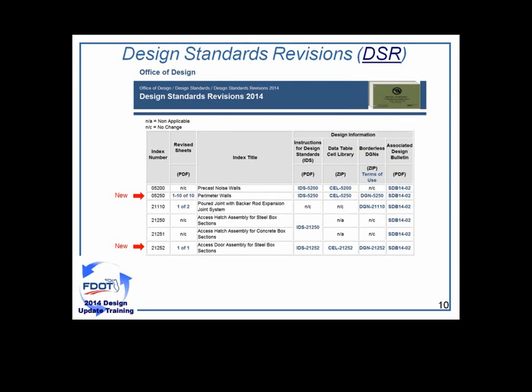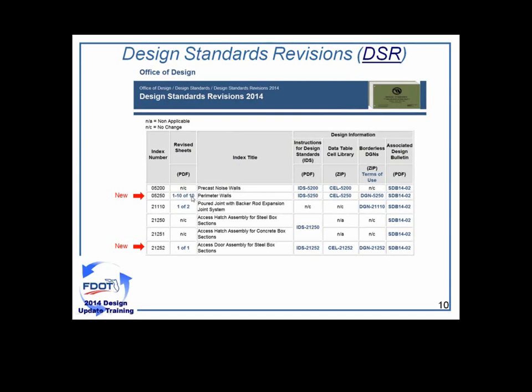Let's take a closer look at the design standards revision page. Precast noise walls had no change to the index drawings. Therefore, we see a no change in NC here under the revised sheets. The only things that were modified for the precast noise walls were the IDS and the data tables. This was to bring it in line with the new changes that were released in the January 2014 Structures Design Guidelines and the Soils and Foundations Handbook.